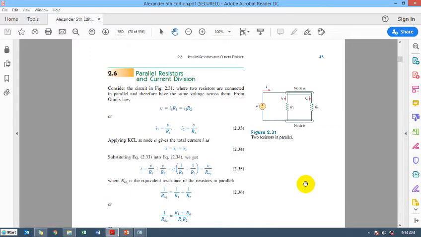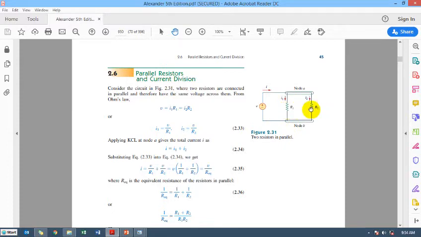And now I will be doing parallel resistance and current division. Current division is something which we will be covering in a later lecture, lecture number 6. I will be doing it for voltage divider and current divider. For the current lecture, I am just focusing on series and parallel combinations.